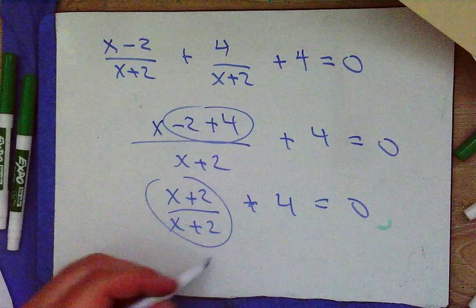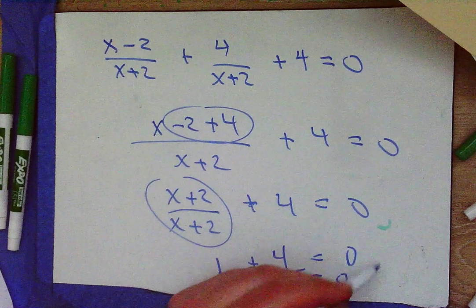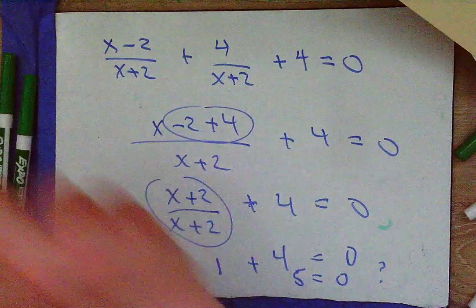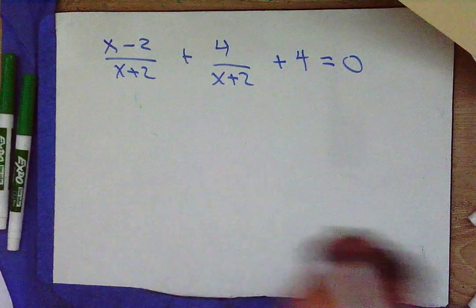And a number divided by itself is 1. Does 5 equal 0? No, it does not. And as a result, this has no solution. That's the fast way to do this problem.